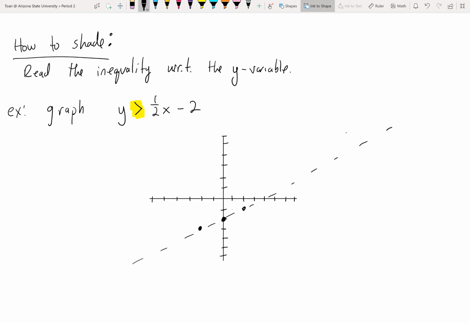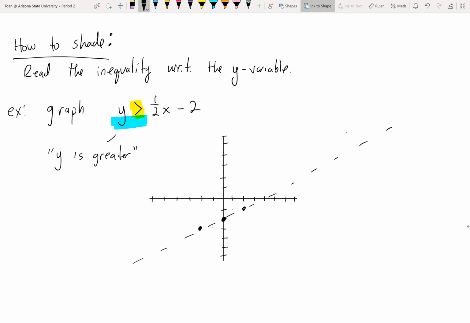Now, this is the question I always get. Okay, so Mr. Vo, do I shade to the top? Do I shade in the bottom, left, right, so on and so forth? What you have to do is you have to read the inequality. What does this say? This says y is greater.